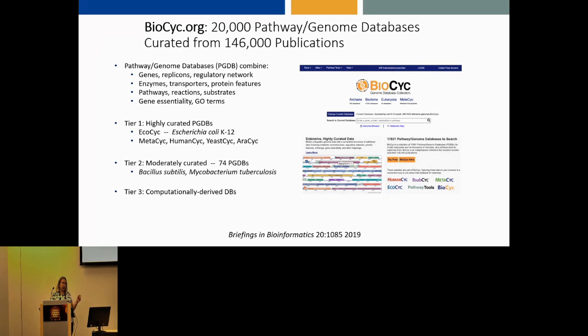The vast majority of our 20,000 databases are purely computationally derived, with no manual oversight. But we do have a growing number of curated databases. We're focusing on organisms where there is large community interest in literature, so important model organisms, important pathogens, etc.